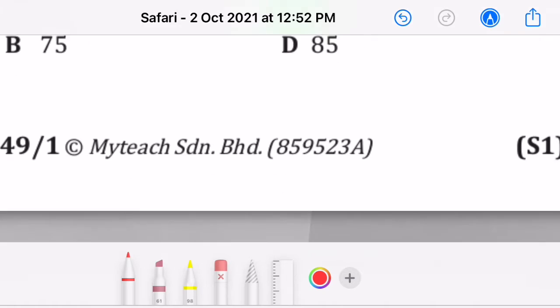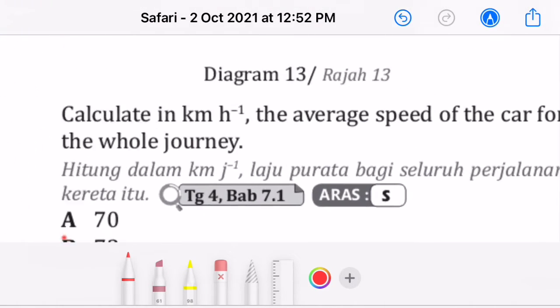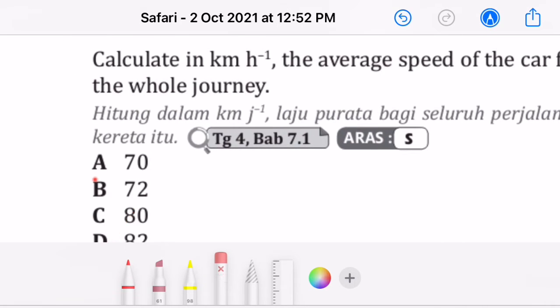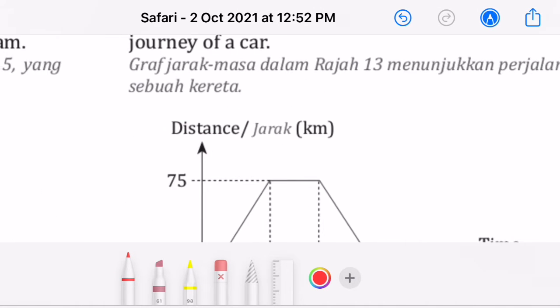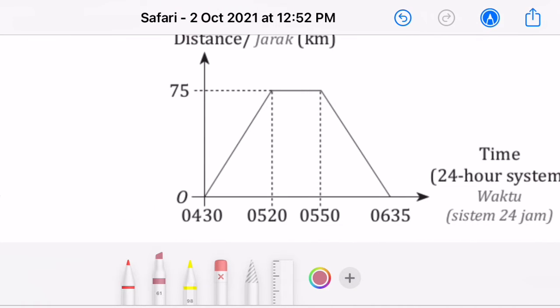So the answer is 80. Now let's proceed to the next one. Okay, this one: calculate in kilometer per hour the average speed for the whole journey. The distance-time graph in diagram 13 shows the journey of a car, distance, right?